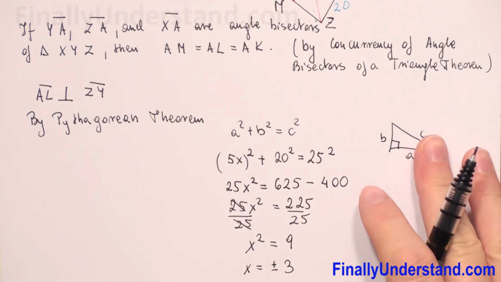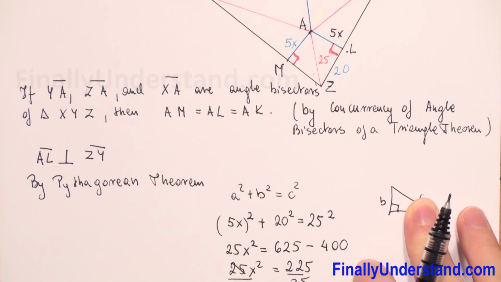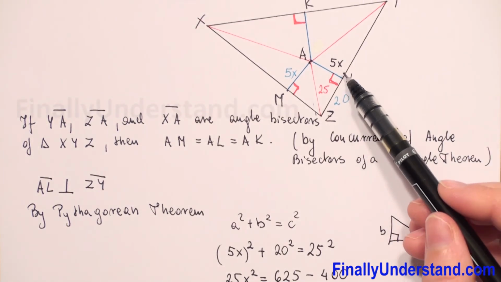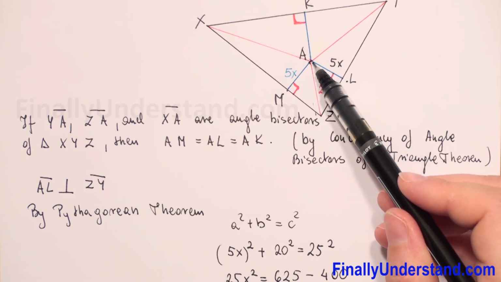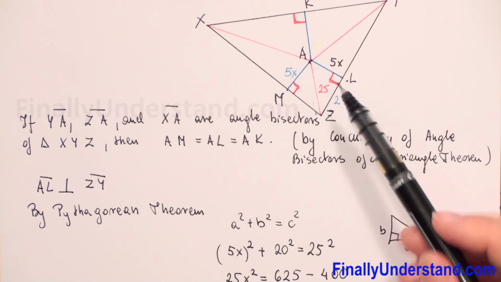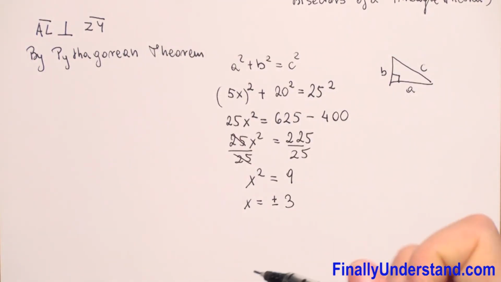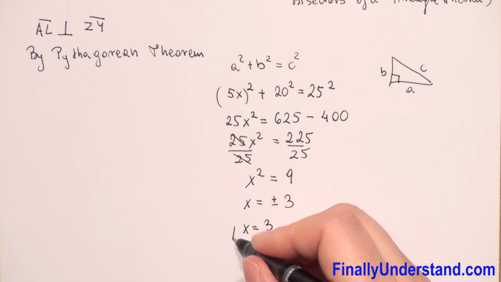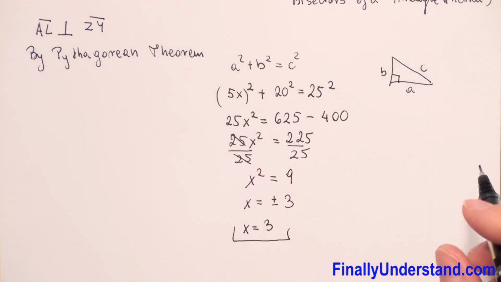But we have a triangle here. We have to find x, and x is a distance. Distance cannot be negative. So our solution will be x equals 3 only. This is my solution.